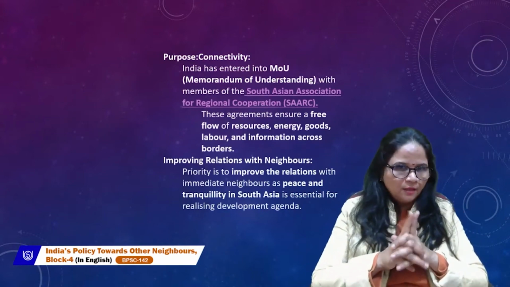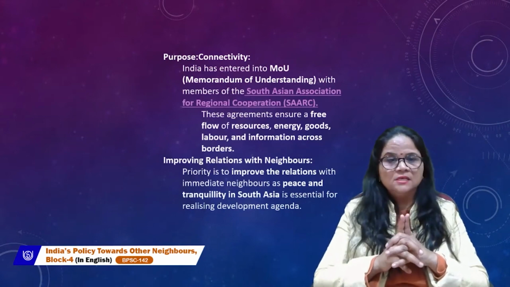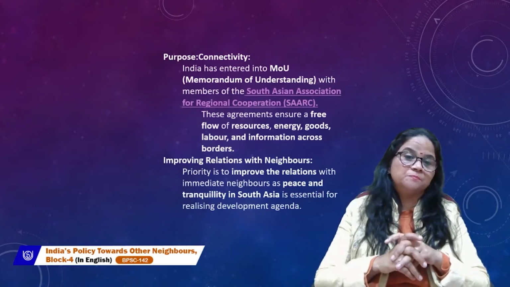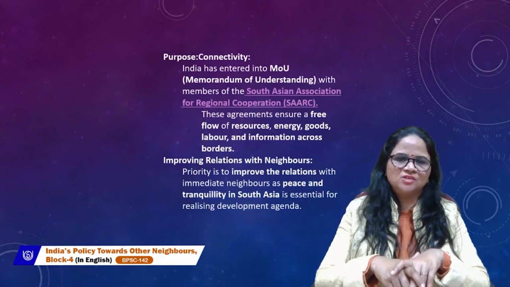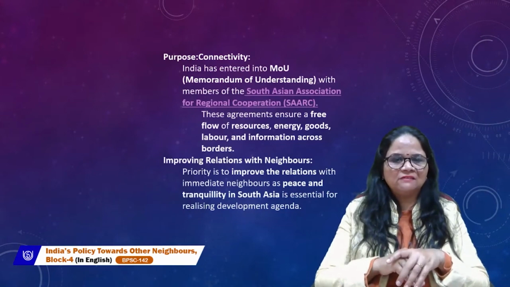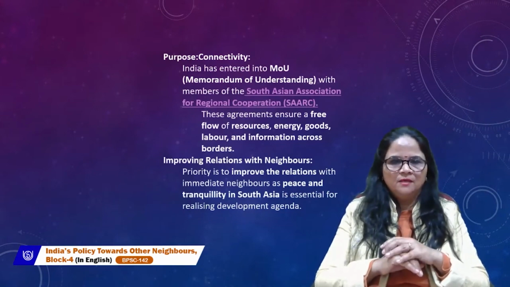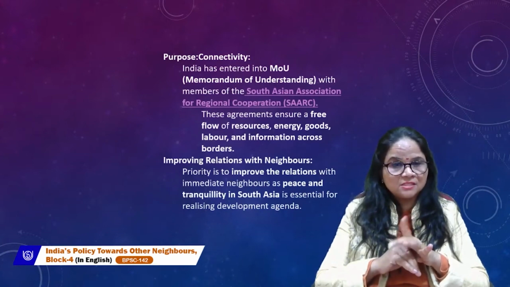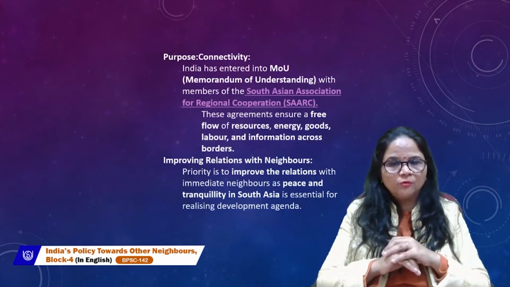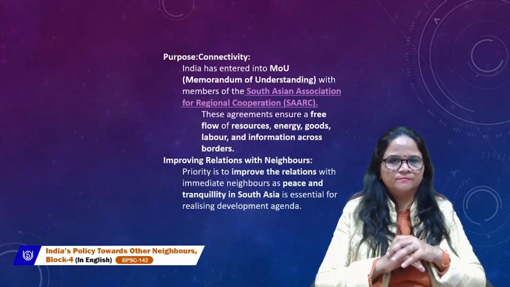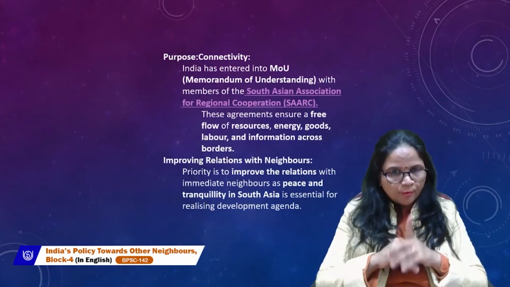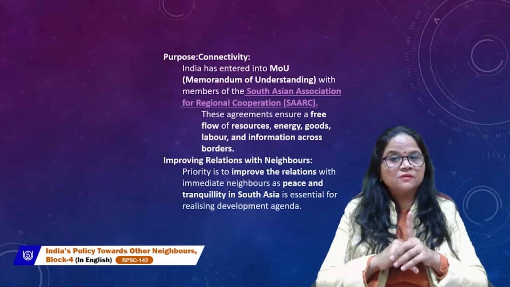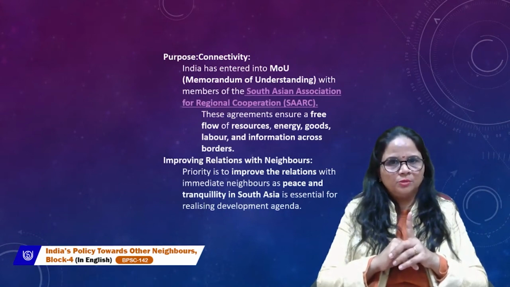What we are doing here is improving relations with the neighbors. The priority is to improve relations with the immediate neighbors, as peace and tranquility in South Asia is essential for realizing the development agenda. If we want that, we have to improve the relations with immediate neighbors. This is the important line here. What we have to do to improve relations with neighbors is the thing to be noticed.